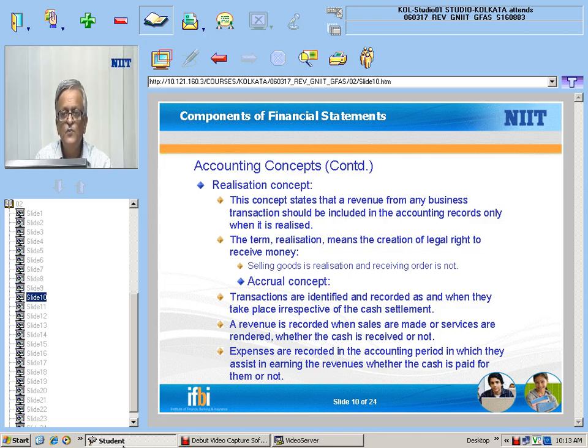Third point, expenses are recorded in the accounting period in which they assist in earning the revenue, whether cash is paid or not. So whether cash is paid or not, that is immaterial. But if any expense has fallen due, that has to be accounted for. So this is what we call the accrual concept.